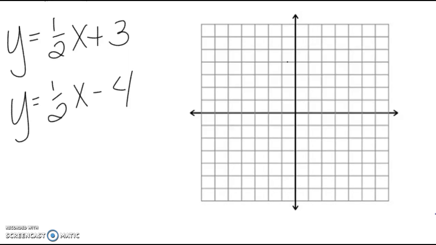Hello. We are going to graph a couple of lines together on the same graph, please. So make an X and Y axis, and these are both in slope-intercept form, so this is good review. The y-intercept is the constant in each one. So in the top equation, it says half x plus 3, so my y-intercept is the positive 3. So I'm going to go ahead and graph that on the y-intercept, and then my slope is 1/2. Remember, rise over run. So up 1, right 2. And I'm also going to go down 1, left 2 to make it a little bit longer.